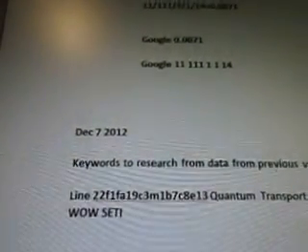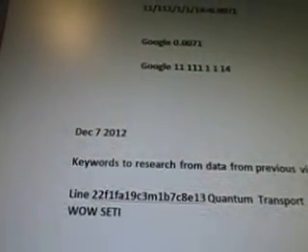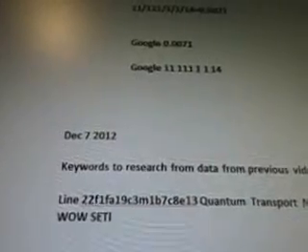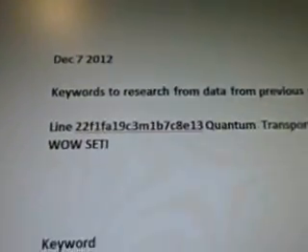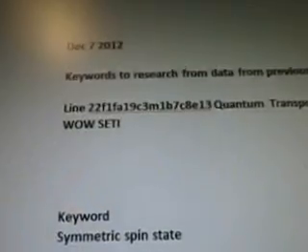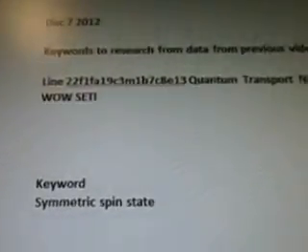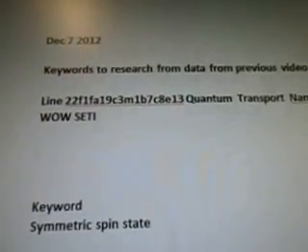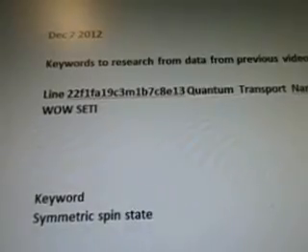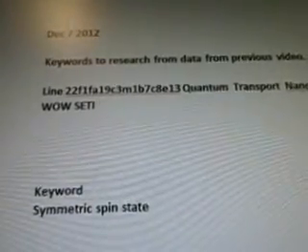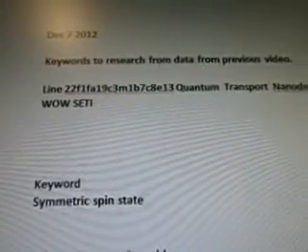This video continues with the keyword research for hydrogen power ideas for a UFO engine. December 7, 2012. Today's December 31st. The keywords to research from the data from the previous video is line 22f1fa19c3m1b7c8e13, quantum transport, nanodevices, UFO 5G Wow Seti.